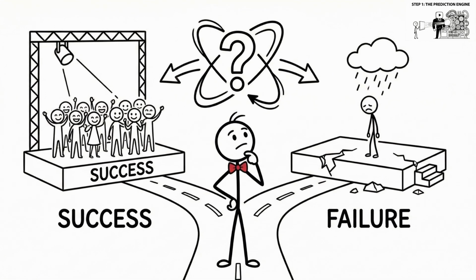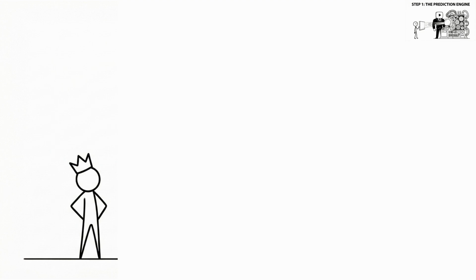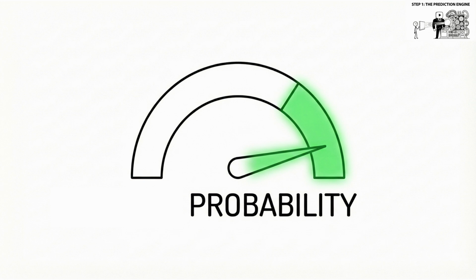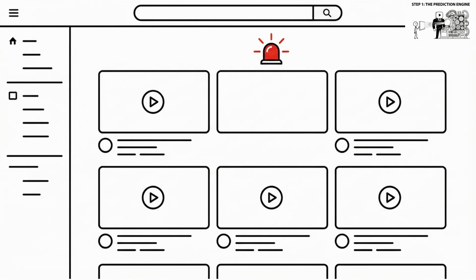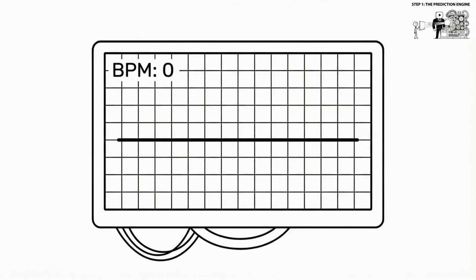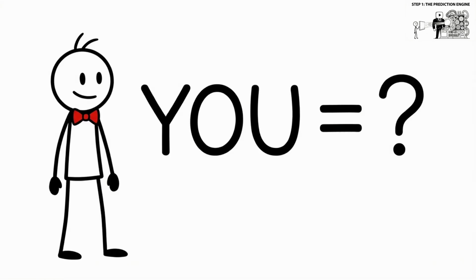Here is the variable that determines your fate: certainty. When a big creator uploads, the system has billions of data points. It knows the outcome. The probability of success is high. When you upload, the data is missing. The variable is unknown. The algorithm is an engineer. It hates unknown variables. It hates inefficiency. If it puts your unproven video on the homepage and nobody clicks it, the system loses efficiency. So it doesn't take the risk. It waits for data. This is why your viewers are flatlining. It isn't malice. It is a lack of data points. You are an unsolved equation.